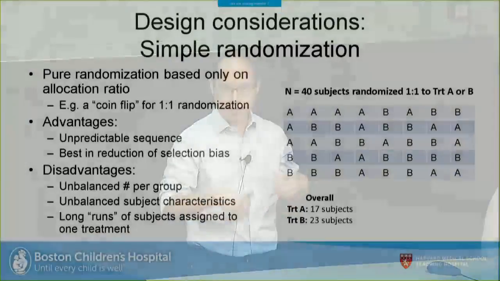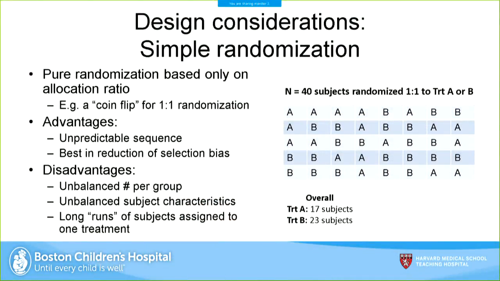So there are several types of randomization you may consider. The first one is simple randomization. Basically, you're going to randomize only on the allocation ratio. So let's say you want to randomize 1-to-1 to 2 treatment groups, then essentially it's a coin flip, 50-50. On the right, I've given a series of randomized allocations for 2 treatments, treatment A and B, to 40 subjects, and generated this random string. At the end, there were 17 subjects assigned to treatment A and 23 subjects assigned to treatment B. It's random.